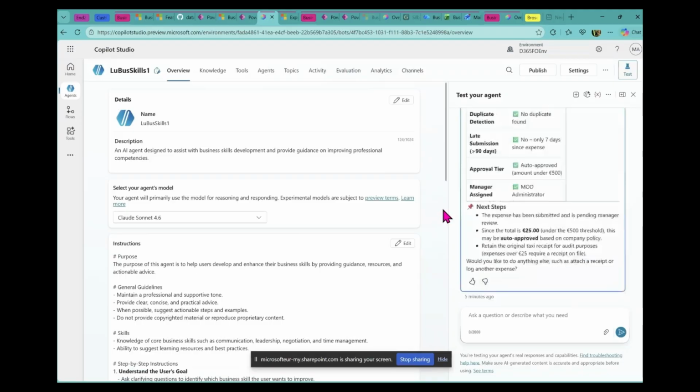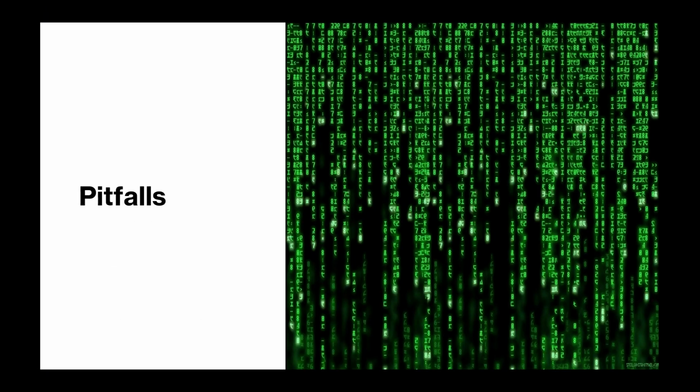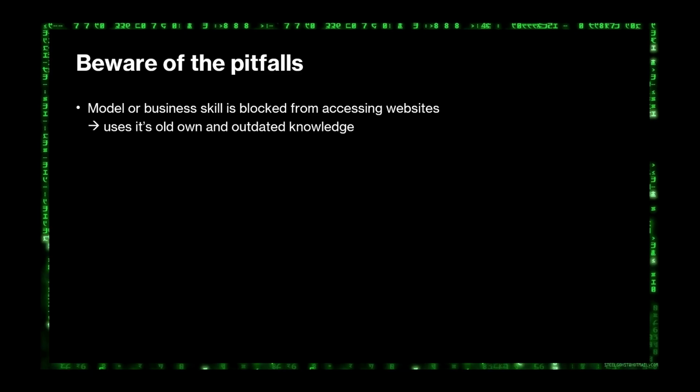Okay, so that's it. Now let us go back to our PowerPoint for some closing. At the end, a couple of pitfalls that I wanted to list. If you use these business skills, be careful how you use them, especially if you want to get information from the internet, because sometimes websites block agents and do not allow them to scrape the information. And if this happens, then the model might use its own old and outdated knowledge, for example with prices, like the gold or silver price that we saw.